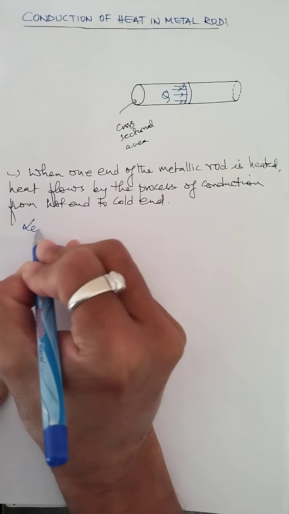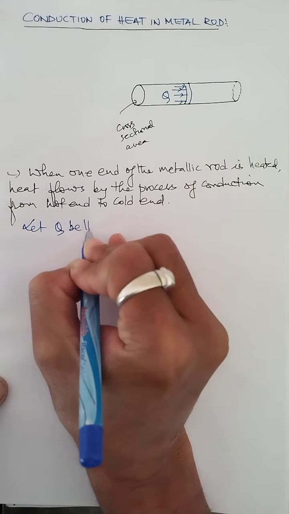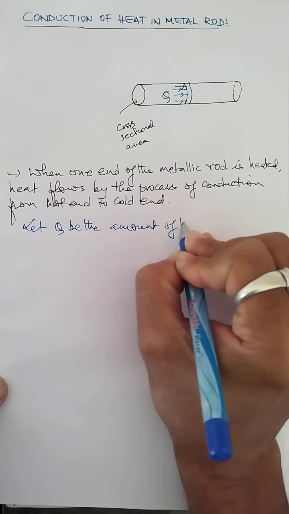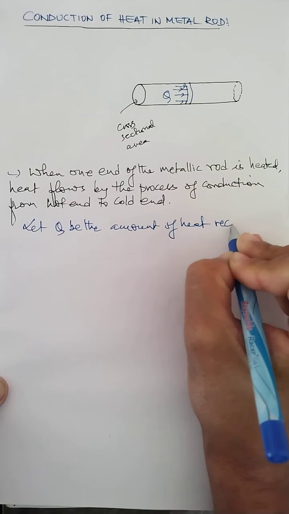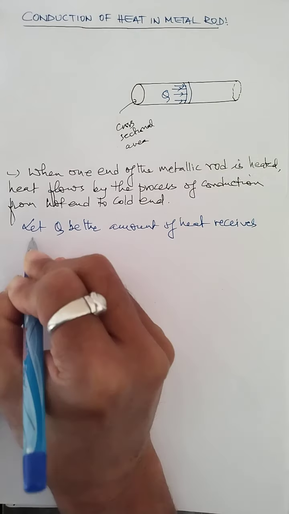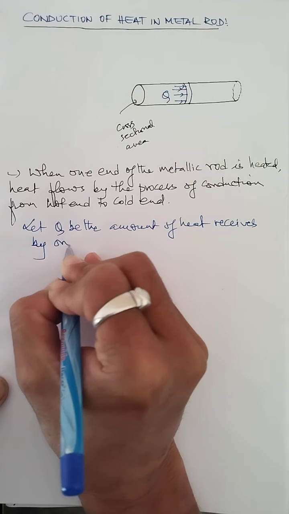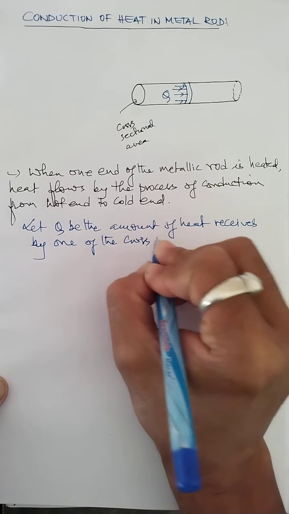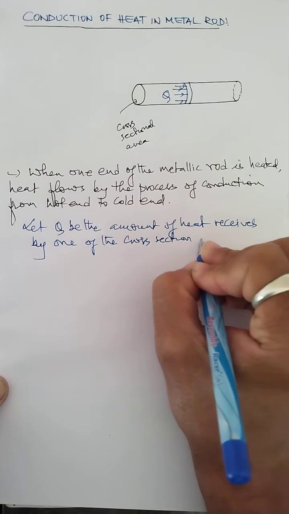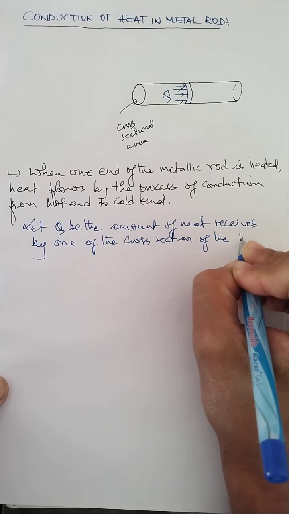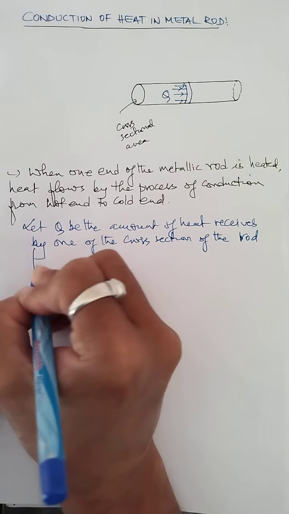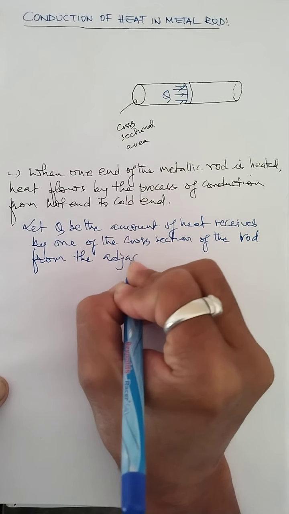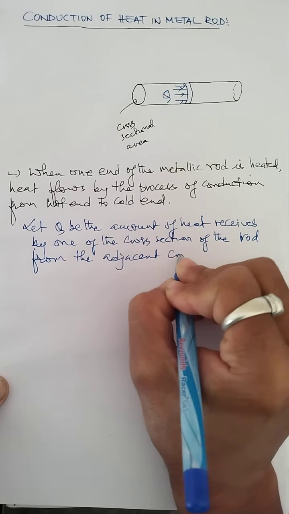So what is Q? Let Q be the amount of heat received by one of the cross sections of the rod from the adjacent cross section.